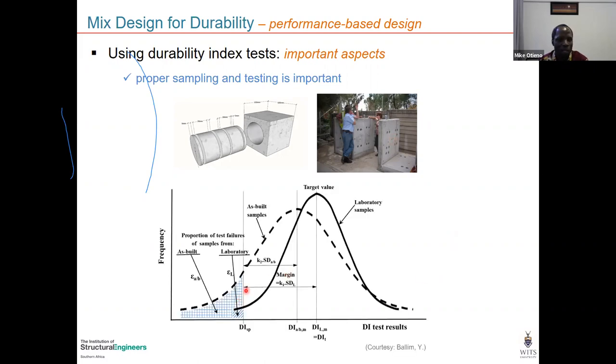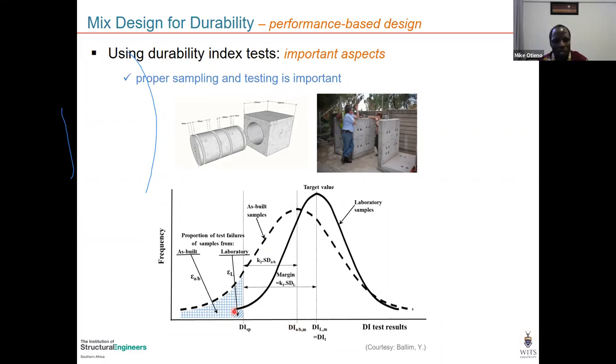Now, this is what I'm trying to indicate here. If you look at this frequency distribution, on the vertical axis, the number of tests, the DI test results on the horizontal axis. These are two normal distributions. This dotted normal distribution indicates the distribution of the in situ durability test results, okay? With the mean here. And of course, we have the characteristic value depending on how many defectives you allow, which is what we do in the case of strength as well. So that's the distribution of results you would expect from site, with the mean at that point.